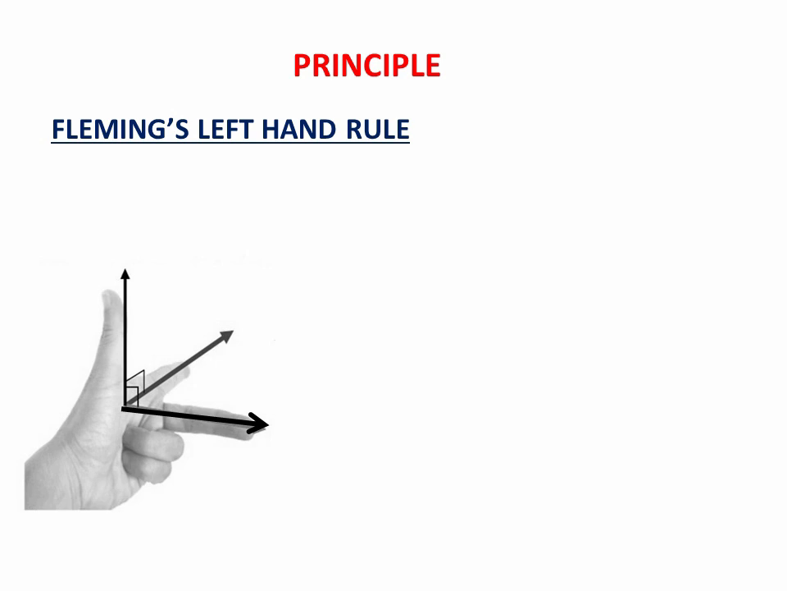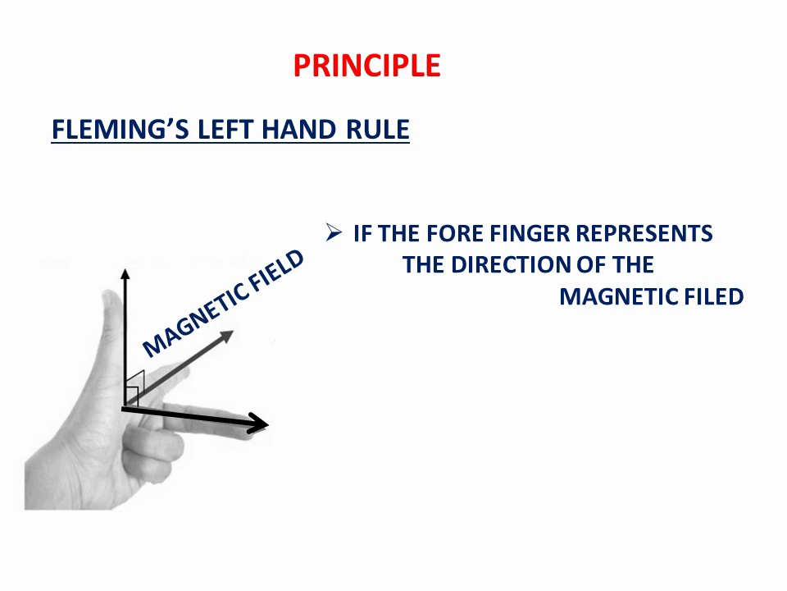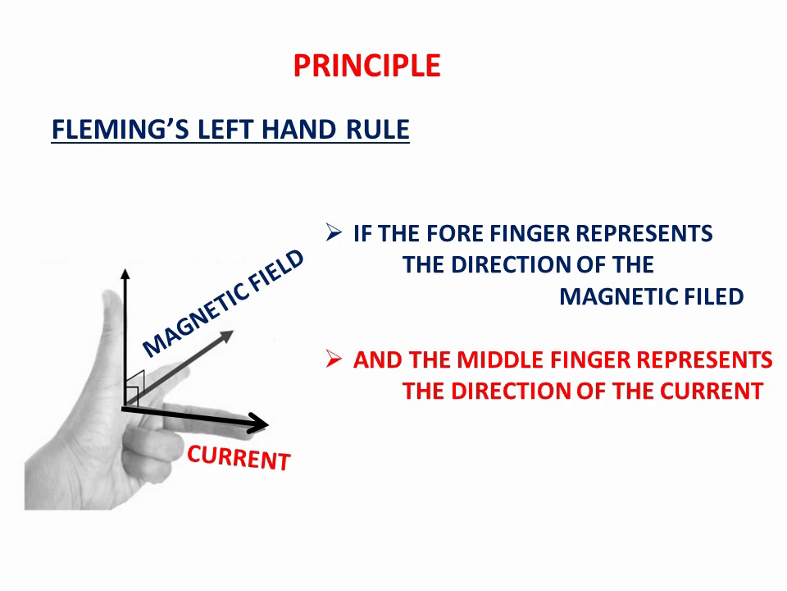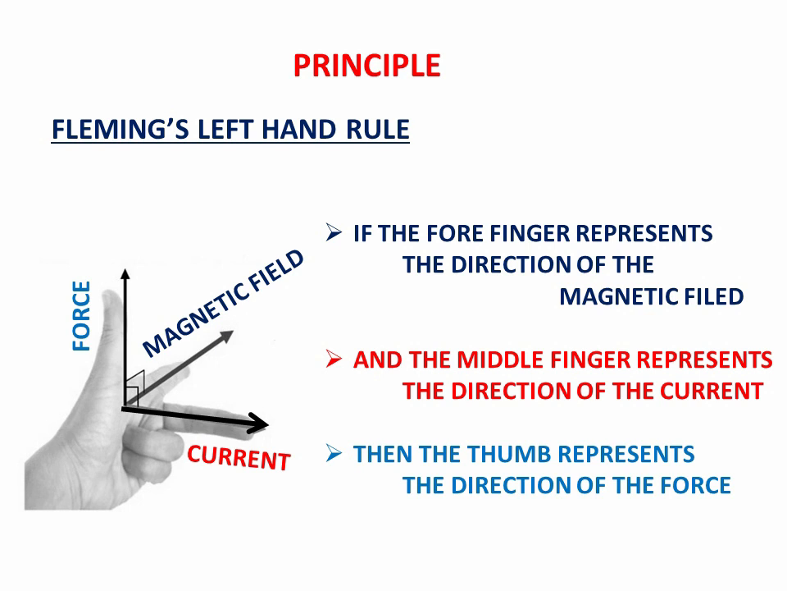The principle behind moving coil galvanometer is Fleming's left hand rule. Let us see a left hand of a person. The forefinger, middle finger and thumb are stretched mutually perpendicular to each other as shown in figure. If the forefinger represents the direction of the magnetic field, and the middle finger represents the direction of the current, then the thumb represents the direction of force.